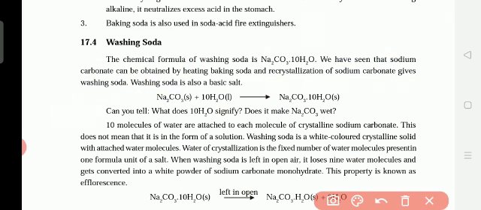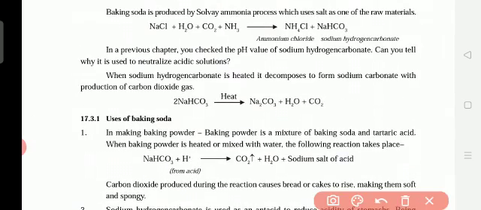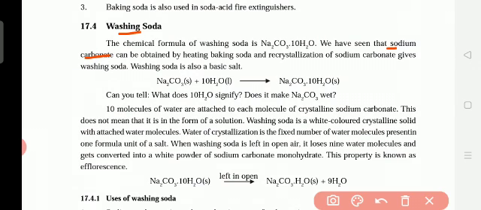Washing soda is also a basic salt. Washing soda is also one kind of base, okay, so a basic salt. For example, how is washing soda prepared? By heating sodium hydrogen carbonate, we get sodium carbonate. Sodium carbonate is what? Washing soda. That is the one. By heating, we get sodium carbonate, that means washing soda.